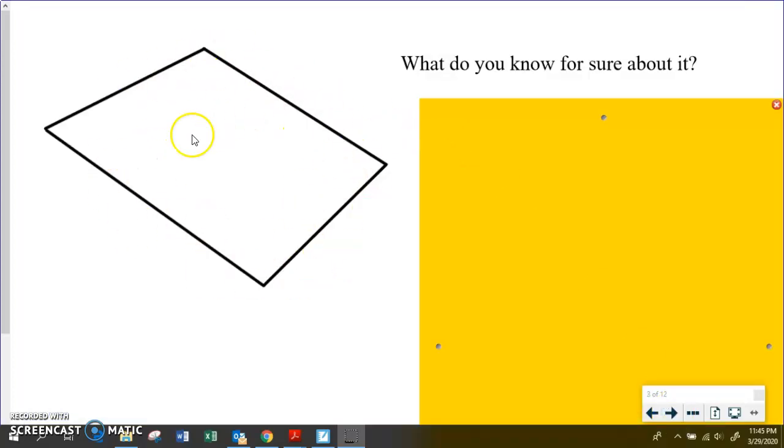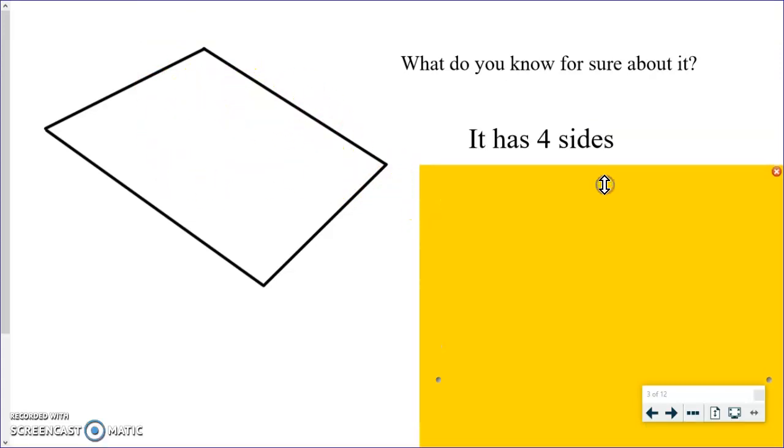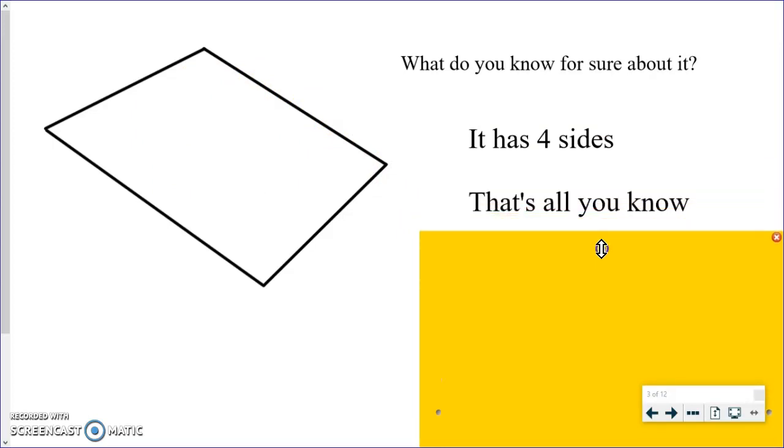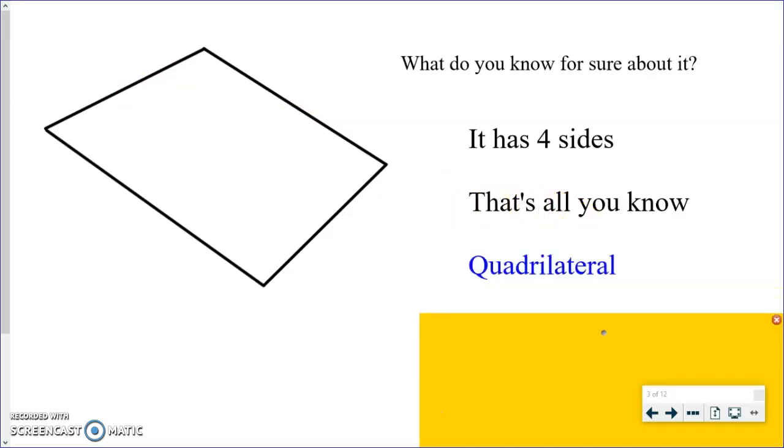But we want to usually start with the more basic things and then work our way up. So what can you tell about this shape? There's not a whole lot here. All that we can really tell is that it has four sides. A lot of those shapes that we talked about had four sides, but since we don't know anything else about this, if that's all we can say, then what would we say this shape is? That's right, quadrilateral.